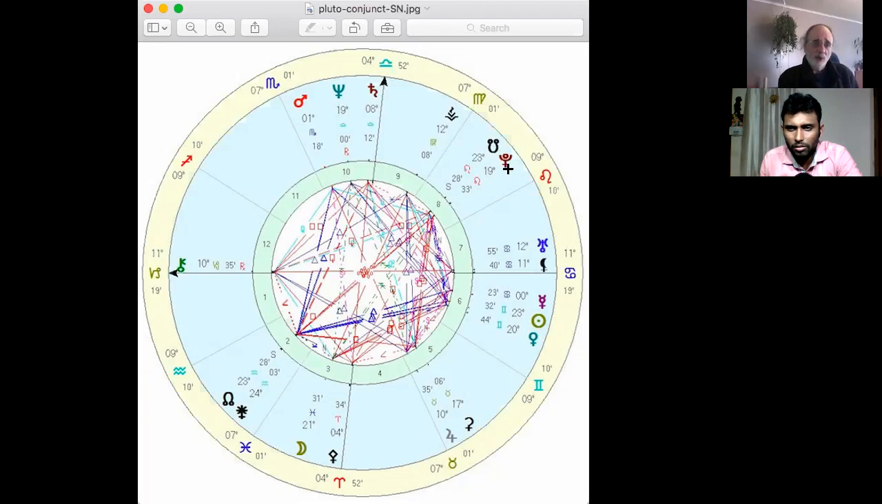Now, the Pluto polarity point has the same relationship to Pluto that the North Node has to the South Node. The polarity point's 180 degrees on the other side of Pluto. So it's going to be at 19 Aquarius over here. It's not shown on the chart, but it's there. And this represents where the soul itself is heading.